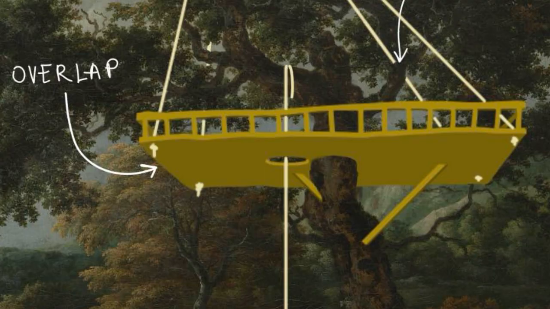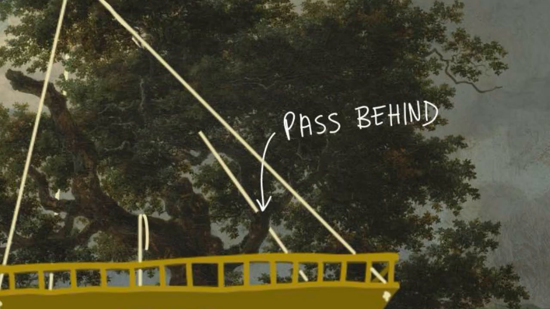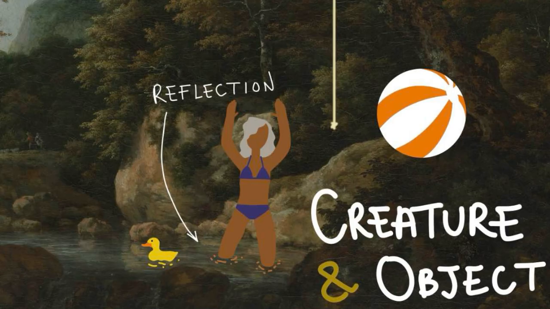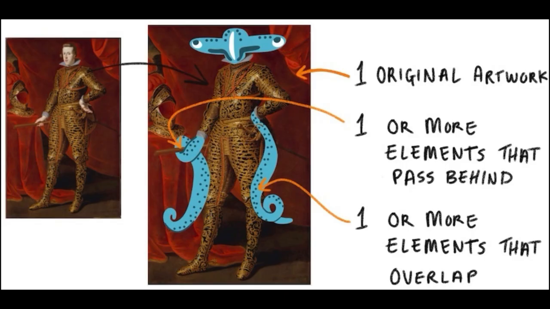Number one, you can overlap, so paint right over, so it looks like it's on top. You can also make things look like they pass behind. And the third option is using the idea of reflections. In your work, you're going to have at least one photo, you can have more, and you need one or more element that passes behind and one or more element that overlaps.